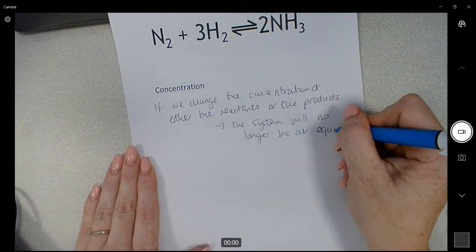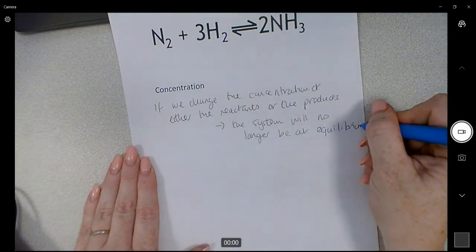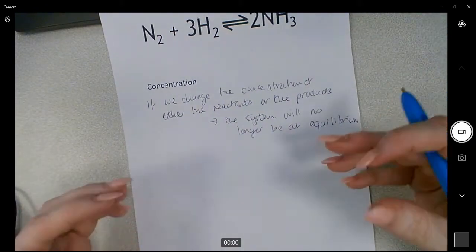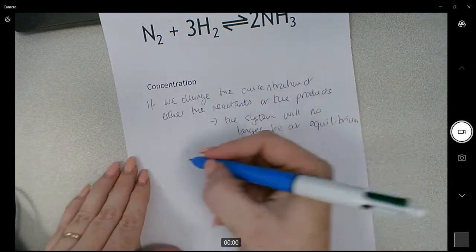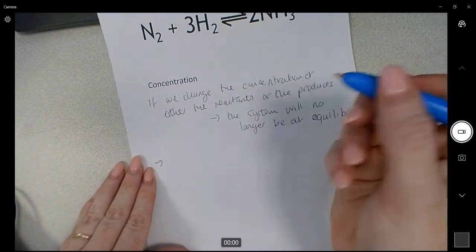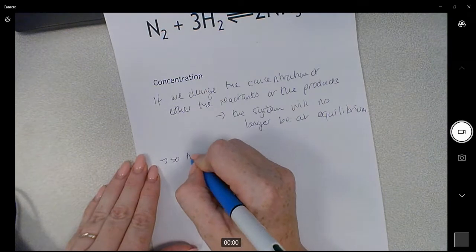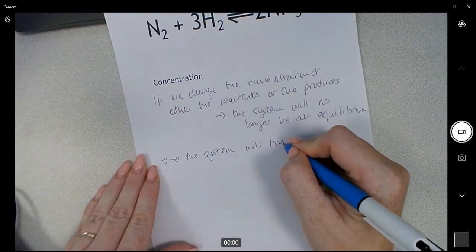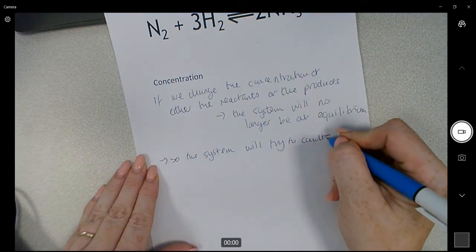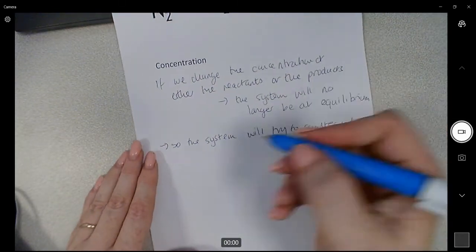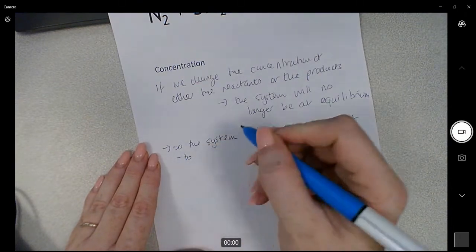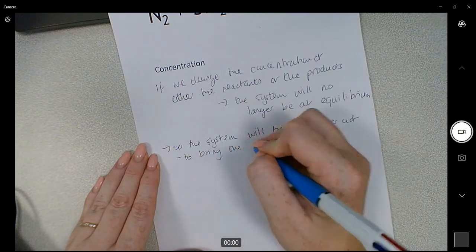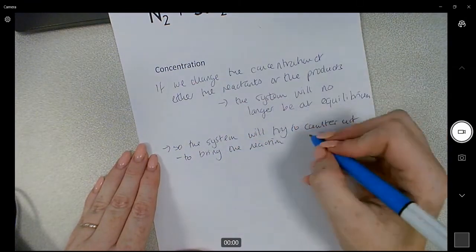And we know that from the first page when we looked at the graph. So the system will try to counteract that by bringing the system back to equilibrium, because that's what Le Chatelier's principle is all about. So the system will try to counteract. It will respond to bring the reaction back to equilibrium.